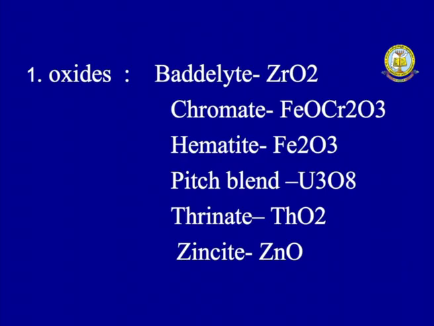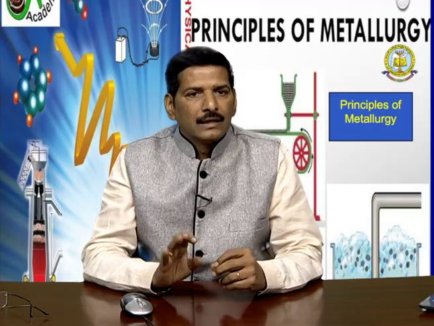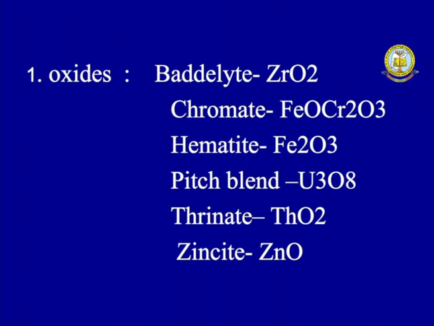And chromite, FeO.Cr2O3. Here two metals are available: one is iron and the second one is chromium. And third one, hematite, Fe2O3. The iron is available in different ores, but this is the famous ore for iron, called hematite, Fe2O3. And pitchblende, famous for uranium, the formula U3O8, is available in the earth crust. And thorite, ThO2, thorium, and zincite, ZnO, where the zinc metal is available. So these all belong to oxide ores, and these are the examples.